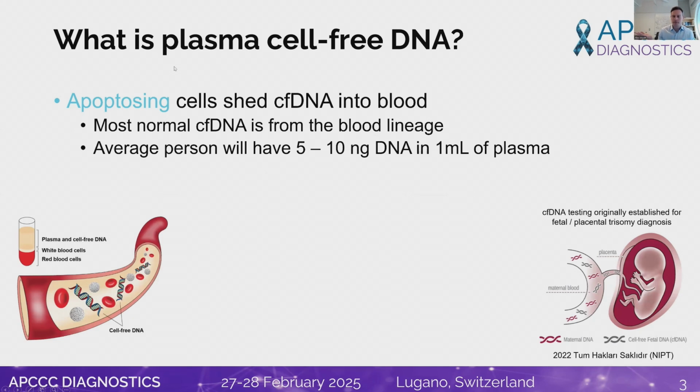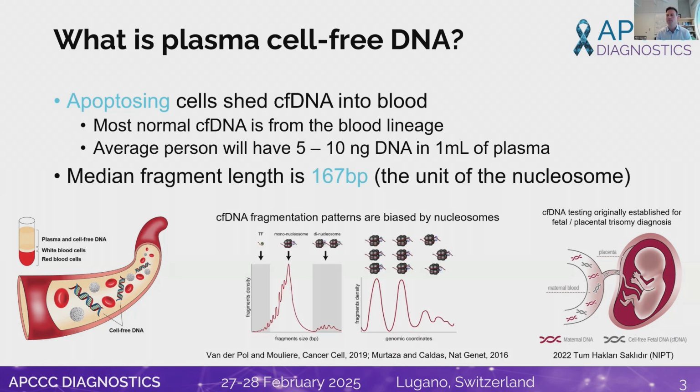So I'm going to be talking today about ctDNA as a response biomarker. I'll start with what exactly is plasma cell-free DNA. I think many are aware this is apoptosing cells that shed their DNA into the blood. Most cell-free DNA in blood plasma comes from your dying white blood cell populations. The average person has 5 to 10 nanograms of DNA in 1 ml of plasma. That's cell-free DNA, so that's about 1,500 cells worth of DNA per ml of blood plasma.